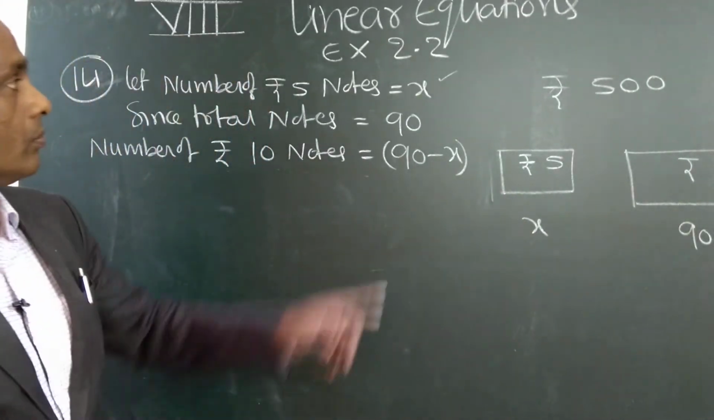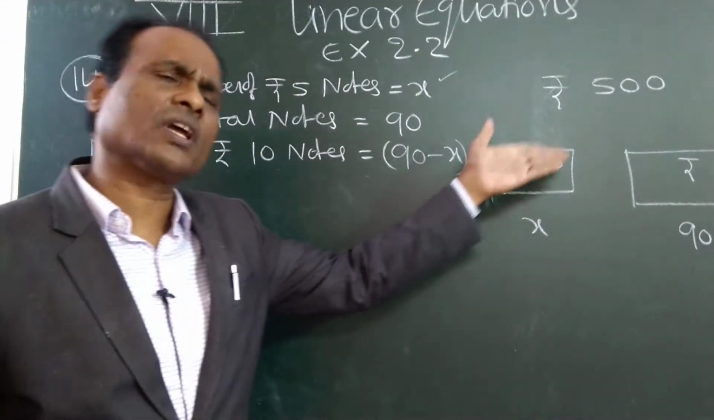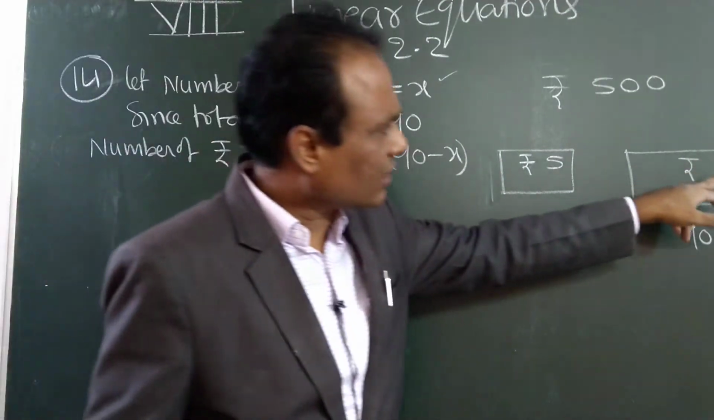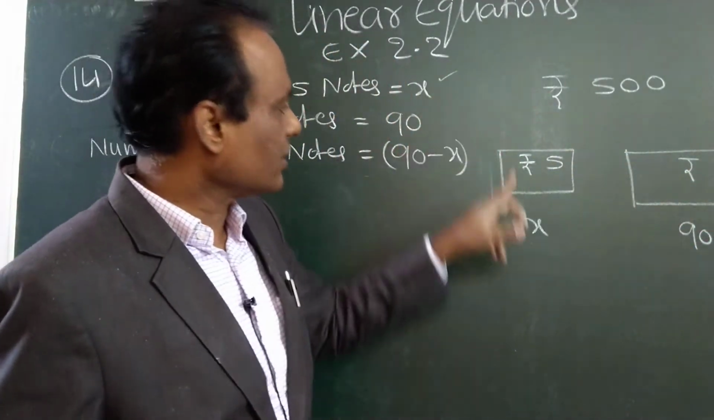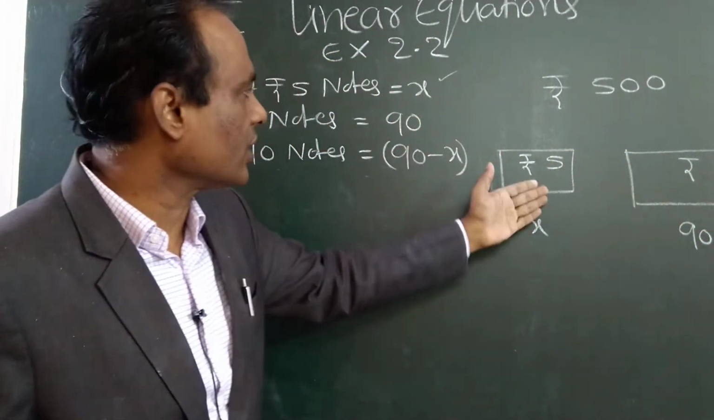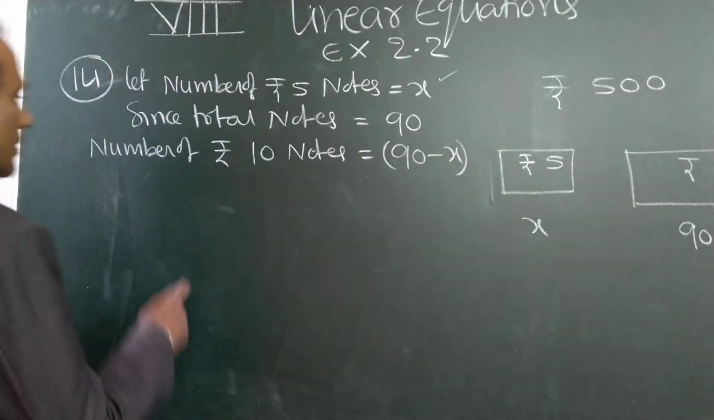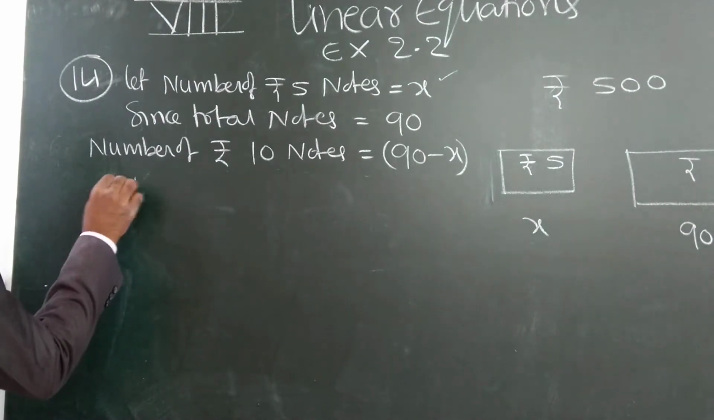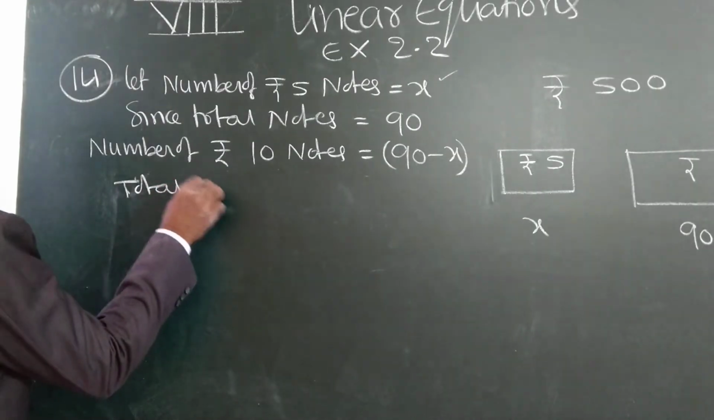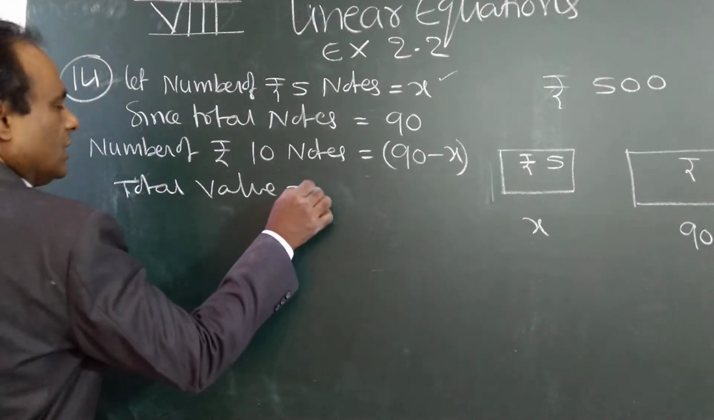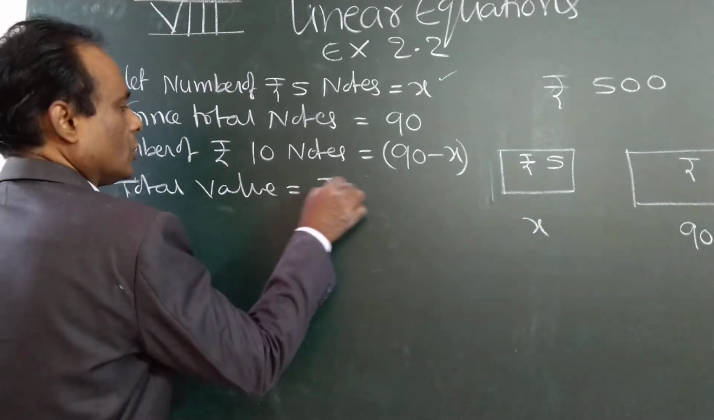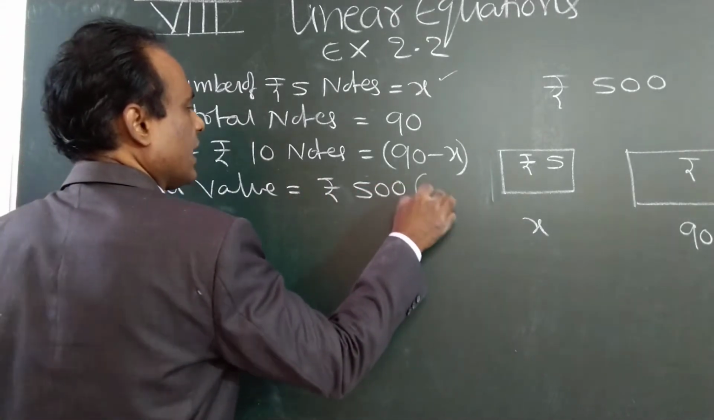You have to know this step. Start with either one. You can take the 10 rupee notes as X, then the 5 rupee notes will be 90 minus X. Or you can take the 5 rupee notes as X, then the 10 rupee notes will be 90 minus X. Then the total value is given as 500 rupees.